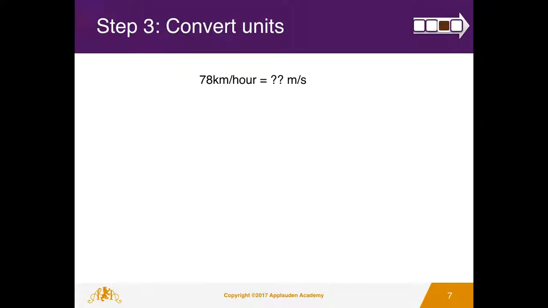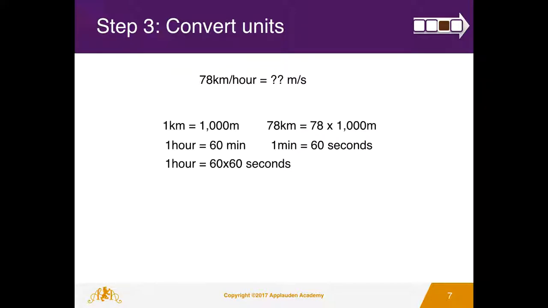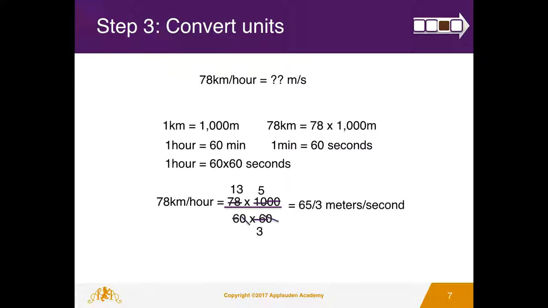Since 1 kilometer is equal to 1,000 meters, 78 kilometers must equal 78 times 1,000 meters. 1 hour is equal to 60 minutes, and 1 minute is equal to 60 seconds. Therefore, an hour equals 60 times 60 seconds. Our speed can be written as the fraction 78 times 1,000 over 60 times 60. We can simplify our terms, avoiding multiplying big numbers, to reduce large fractions. Now we're left with 65 over 3 meters per second.